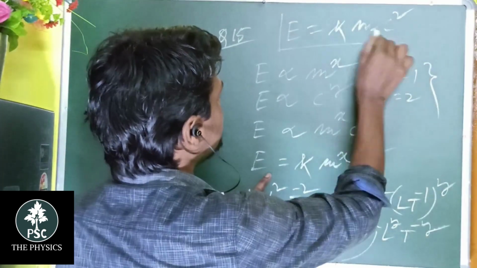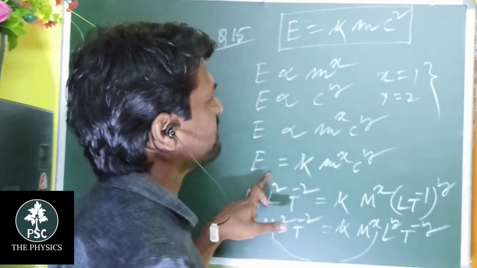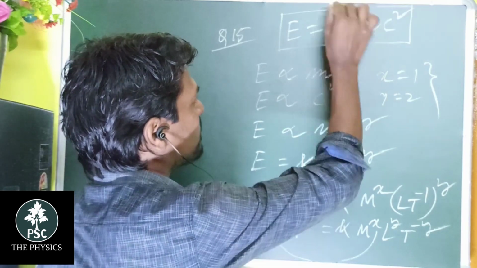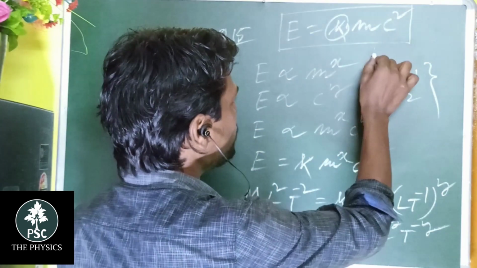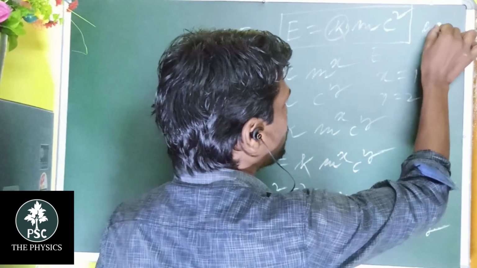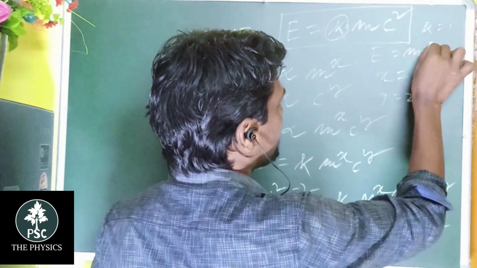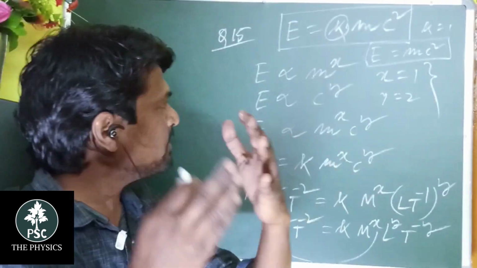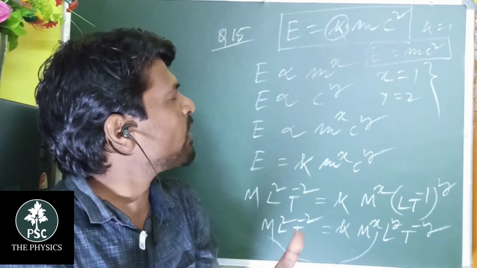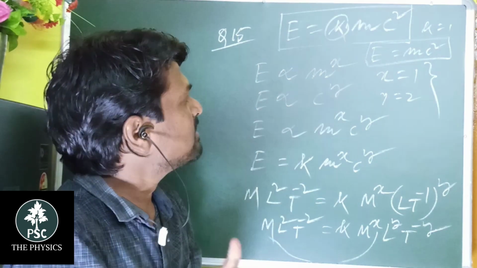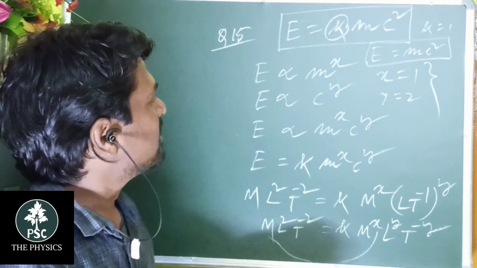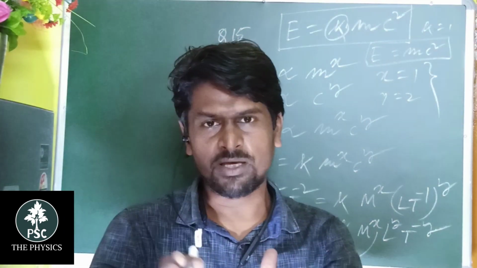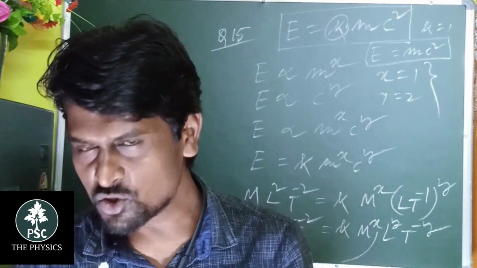And this is the limitation or demerit of dimensional analysis, that it cannot calculate the value of the constant. So if you take that constant as 1, then E equal to mc square. Okay, so this is the relation, and you take k as 1. If you don't know the value of the constant, just write that equation, and you will get full marks.